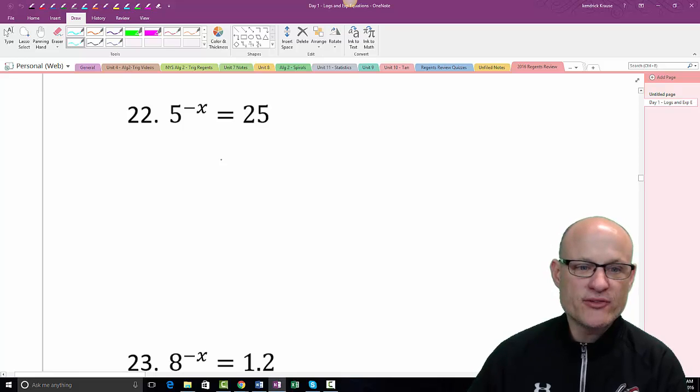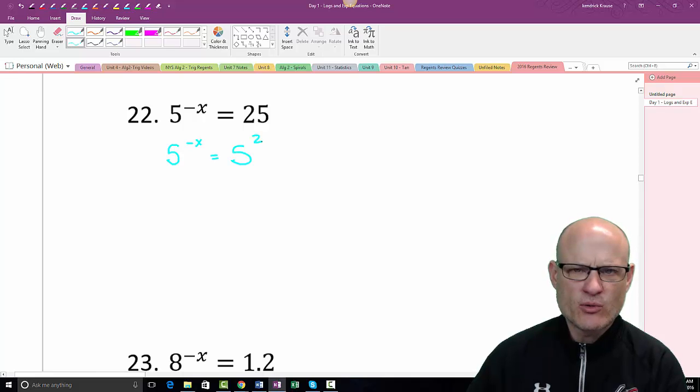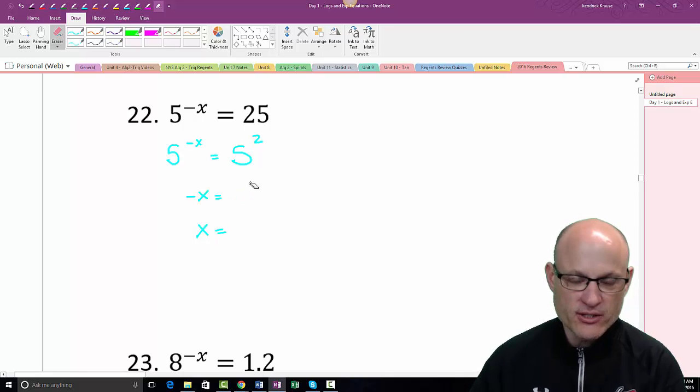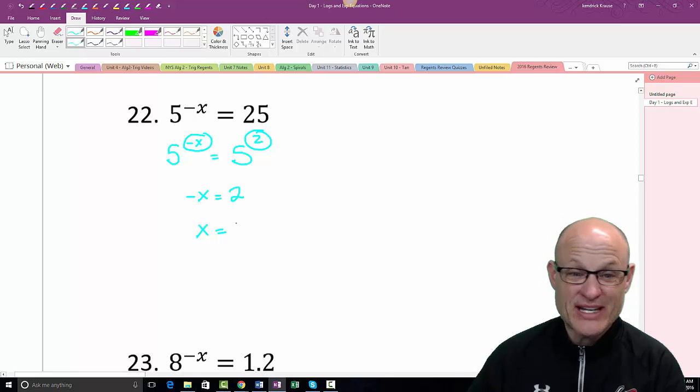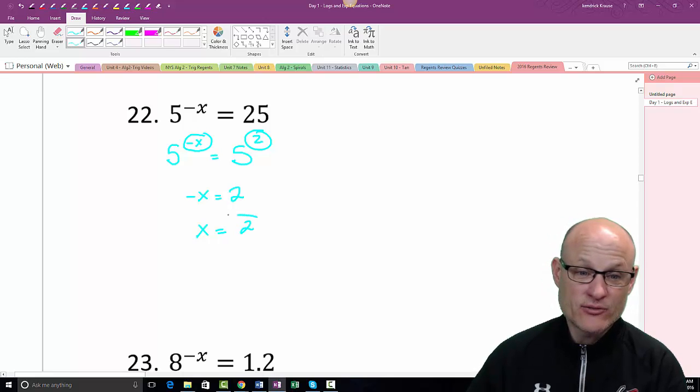All right, so this is 5 to the negative x is equal to 5 squared. So doesn't that mean that negative x has to equal negative 2? Or in other words, x has to equal, I'm already going to the answer. Negative x has to equal 2. These two things just have to be equal to each other. Well, that's true. If negative x has to equal positive 2, then x has to equal negative 2.